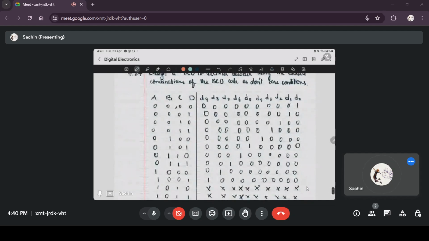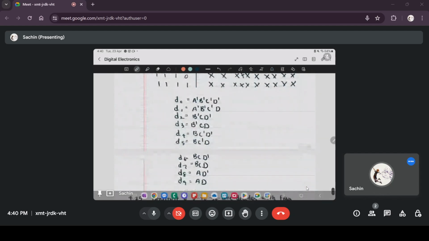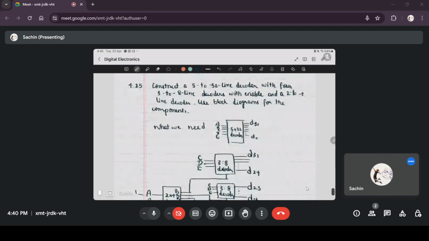So let's say you have 3-input AND gates and there's no problem with the power consumption and all, then it's fine. If you have AND gates with fan-in 3, then no problem. If you want to get a 5-to-32 line decoder, then at the output you will need only 32 AND gates, but each of them will have to be 5-input AND gates. So the fan-in of each AND gate must be 5.